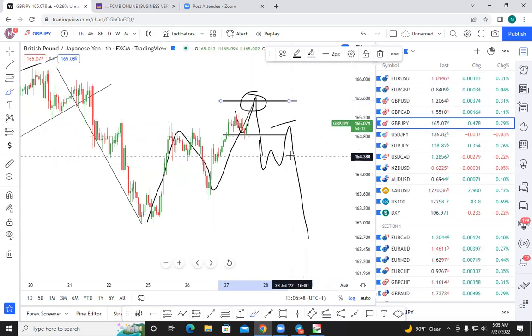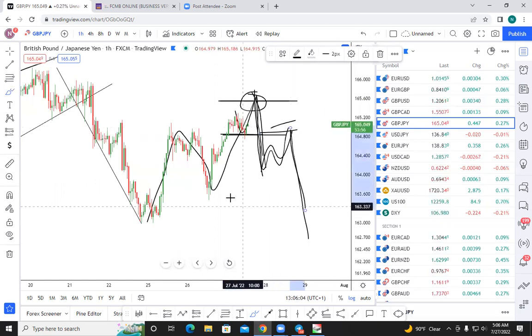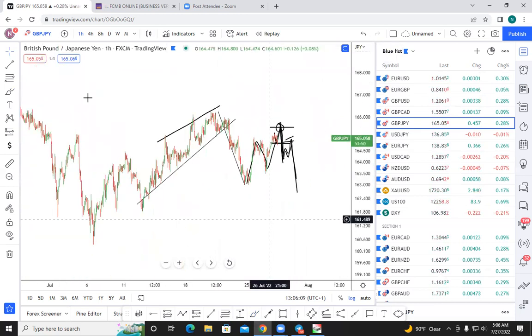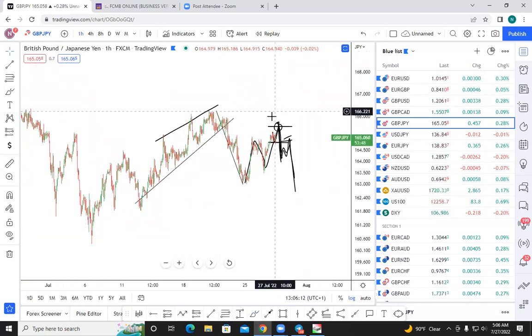Okay, I want to see it commit to my hand first by breaking down. Break down this way, break this internal structure. As soon as it breaks down this way, yes, it has committed itself to my hand. I can now look for corrective structure and get in for a move to the downside. Is that okay now? That is the trick I want to use to catch GBP JPY.